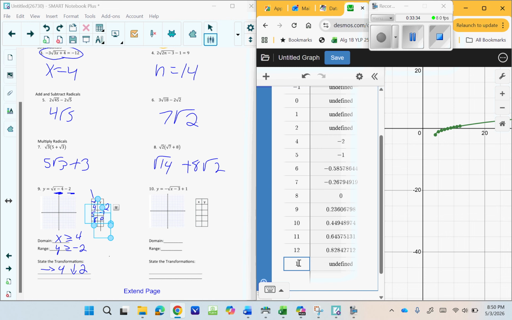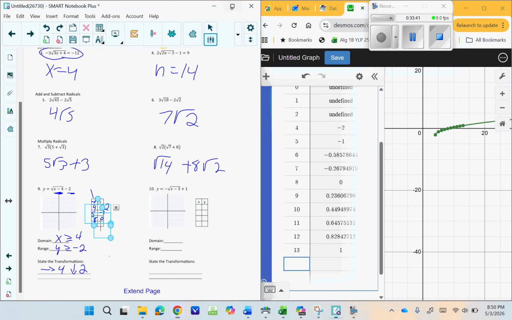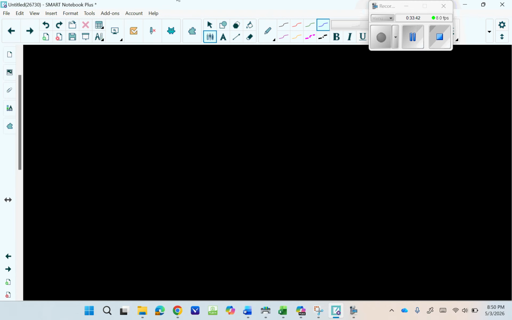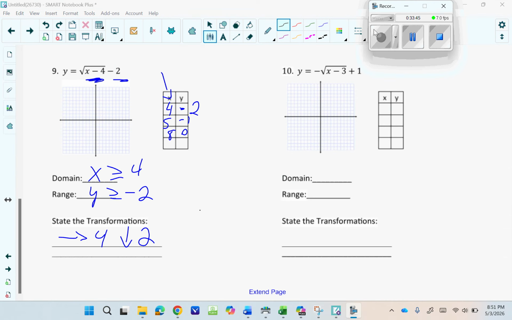I'm just literally just going down. Oh, there it is, 13, 1. So that's probably too big to fit on our graph. So okay, I'm just going to plot these points. So 1, 2, 3, 4, and then negative 2, and then 5, negative 1, and then 8, 0. So it looks something like that.